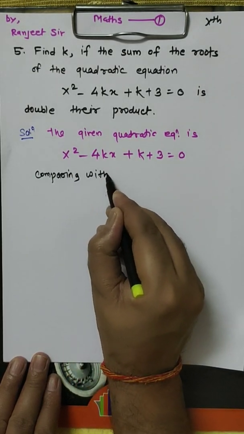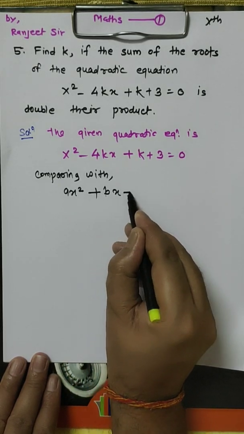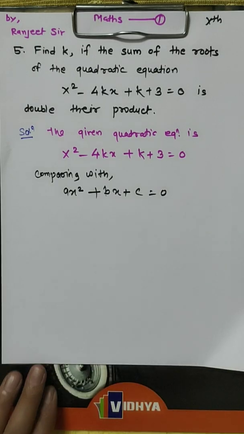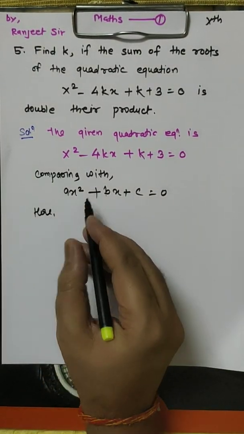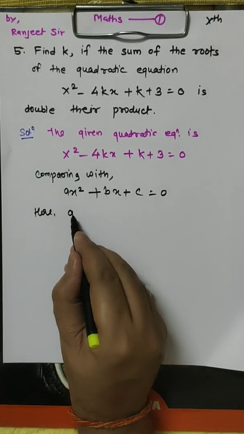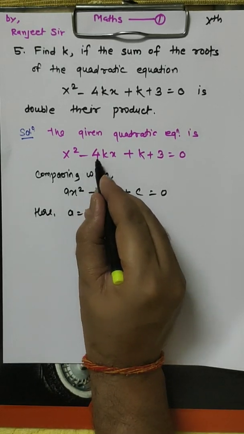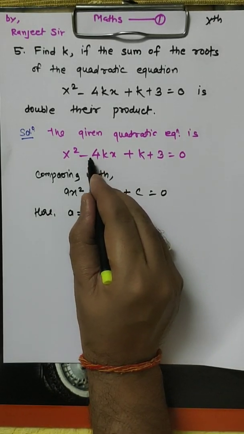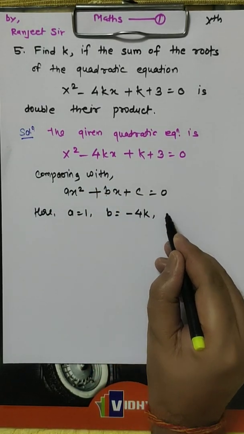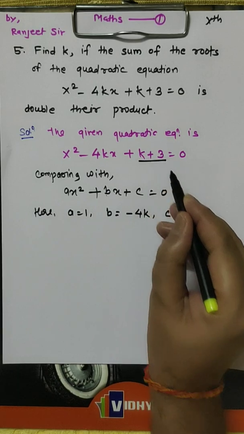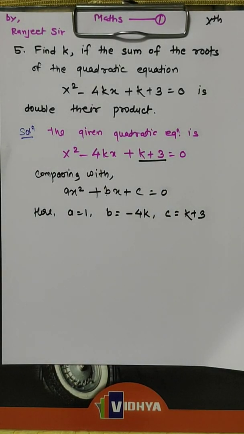ax² + bx + c = 0, where a is equal to 1 and b is equal to −4k. Okay students, b is equal to −4k, and what is c, students? c is k + 3. What is the value of c, students? k + 3.